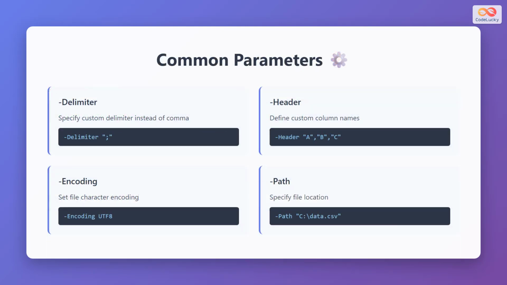Import-Csv offers several useful parameters to handle different CSV formats. The Delimiter parameter lets you specify a custom separator if your file uses semicolons or tabs instead of commas. The Header parameter is useful when your CSV file doesn't have headers or you want to provide custom column names. Simply pass an array of strings like A, B, C. The Encoding parameter ensures PowerShell reads the file with the correct character encoding, such as UTF-8 for international characters. And of course, the Path parameter specifies where your CSV file is located on disk. These parameters give you flexibility to work with various CSV file formats.